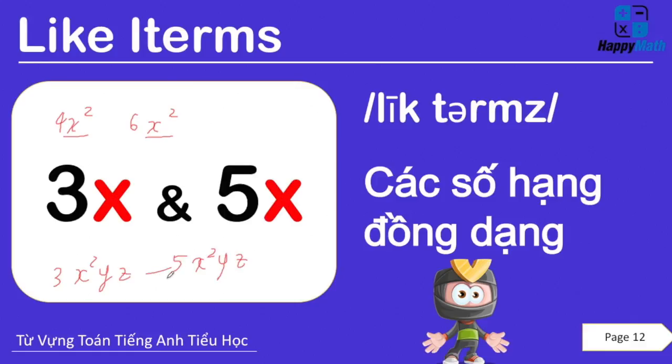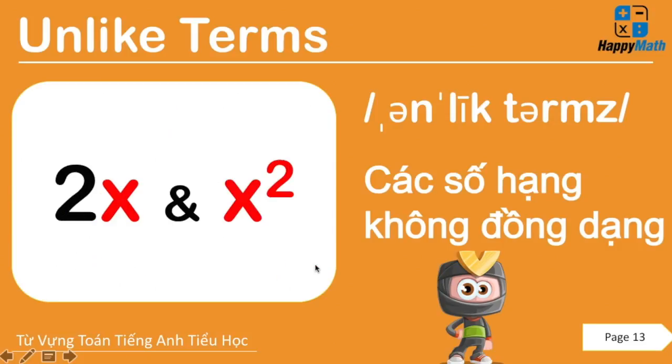But this one is not a like term with this one, because this term has the variable x squared y, and here we have x squared y and z, and there is no z in the other expression. So like terms have that meaning. Unlike terms, yes, this is unlike terms.